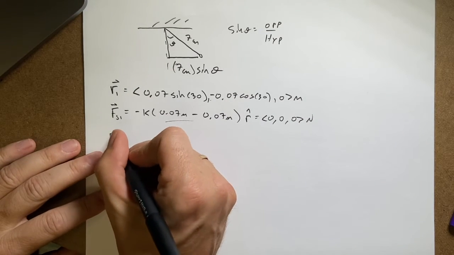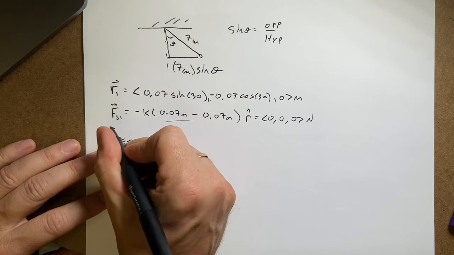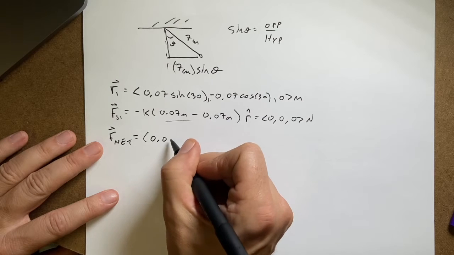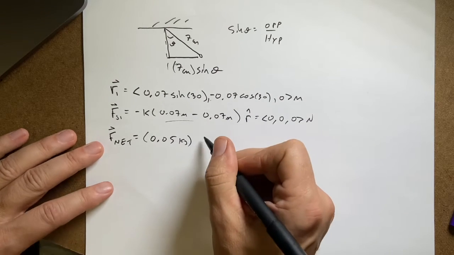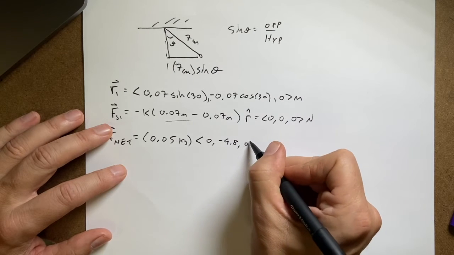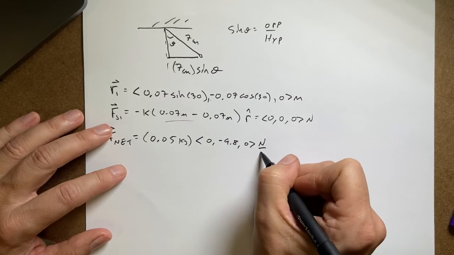Now I can calculate F net. F net is going to be equal to M, which is 50 grams, 0.05 kilograms, times G, 0, negative 9.8, 0 newtons per kilogram.